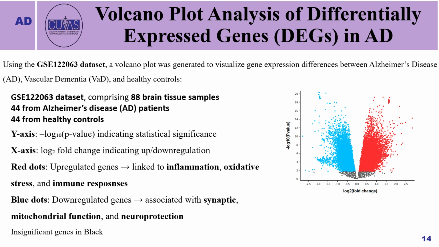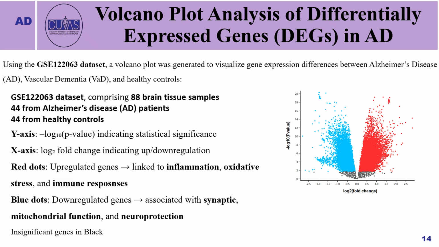After that, we plotted the Venn diagram. For the volcano plot of the differential genes, we used the GSE122063 dataset that includes 88 brain tissue samples, 44 from Alzheimer's disease (AD) patients and 40 from healthy controls. Then differential gene expression was plotted.